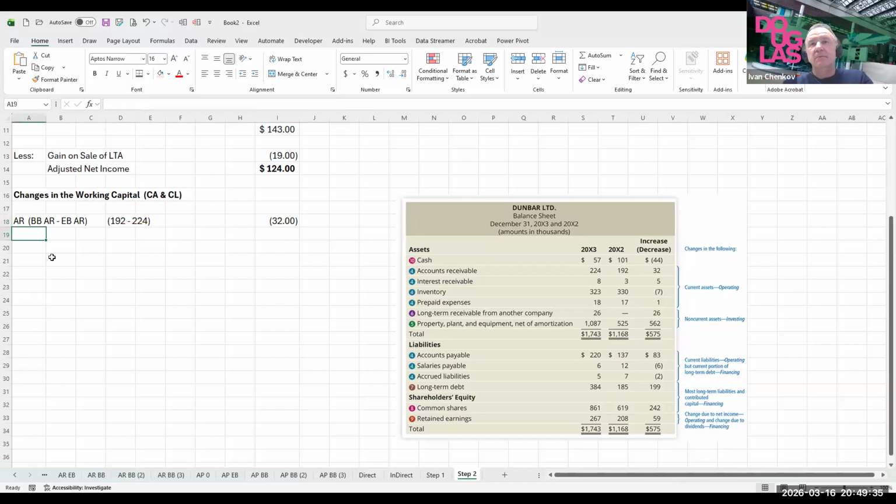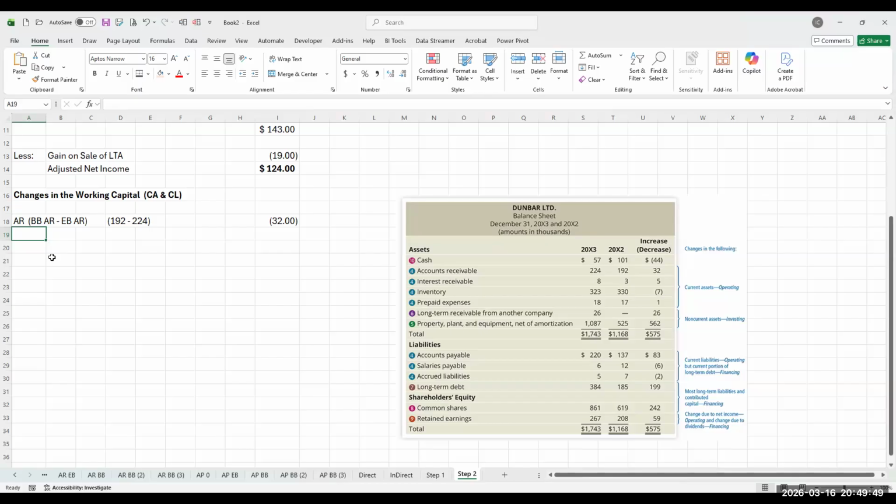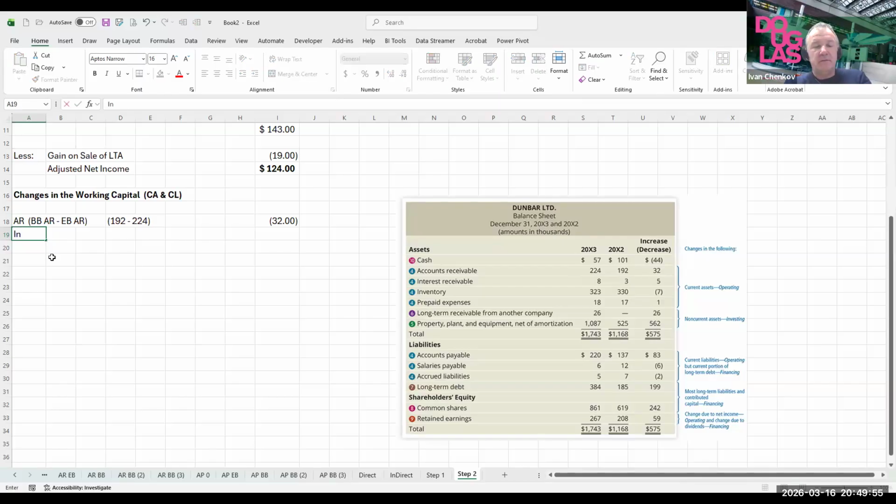So let's see the next one. Interest receivable. Is this current asset or not current asset? It's a current asset, because you have to pay it within 1 year. Correct. So let's go. Interest receivable.